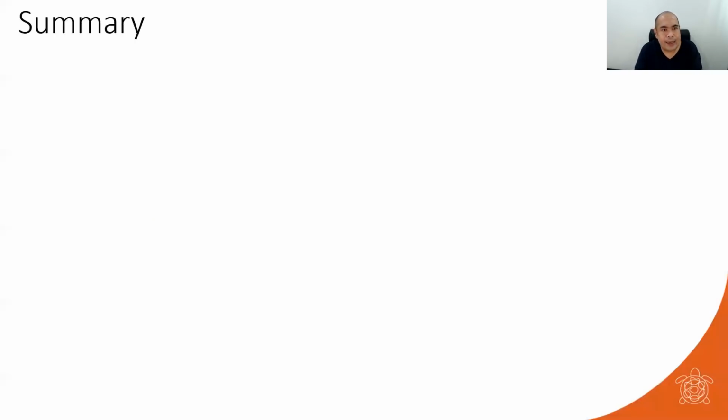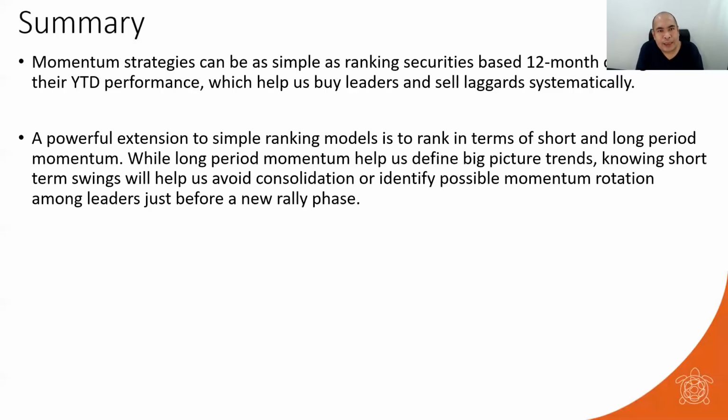So just to summarize, momentum strategies can be as simple as ranking securities based on 12-month change or their year-to-date performance. These models help us buy leaders and sell laggards systematically, and that's the word. That's really the concept, to systematically do the stock selection, the trade selection process.